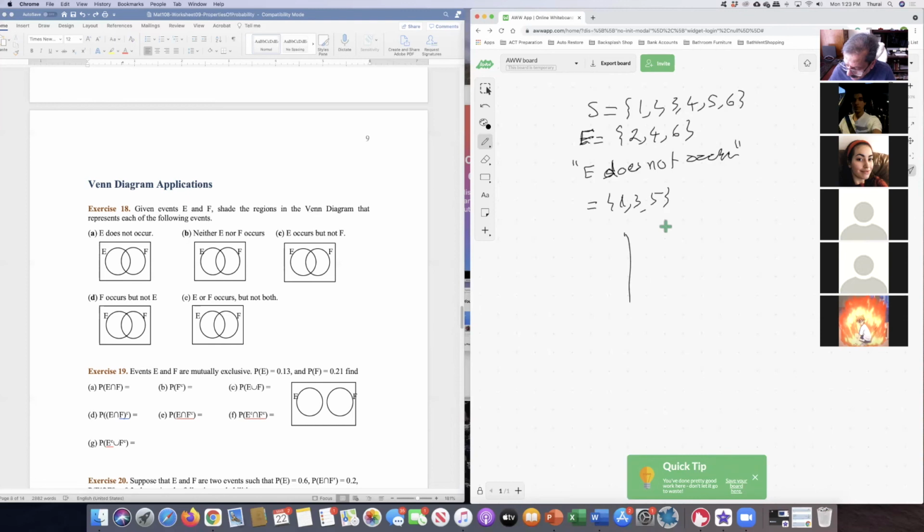And in the Venn diagram, if E is this, then the elements of E are here. 2, 4, 6 are all inside. So which elements will make E not occur? Anything on the outside. That's how it would be in the Venn diagram.